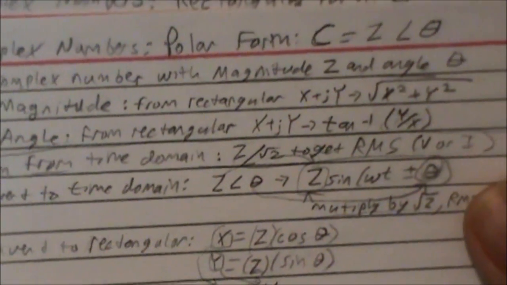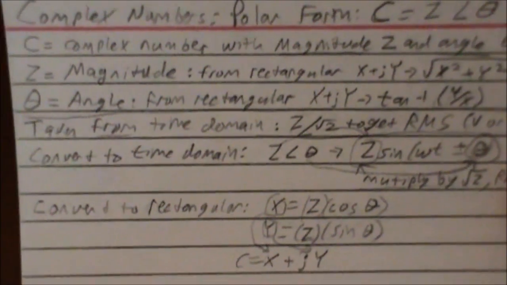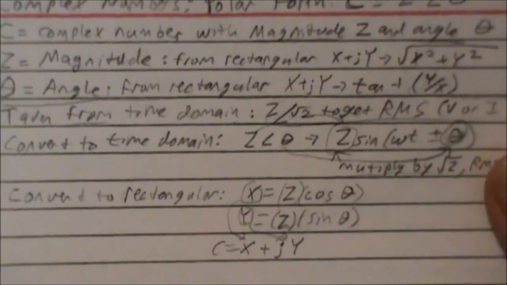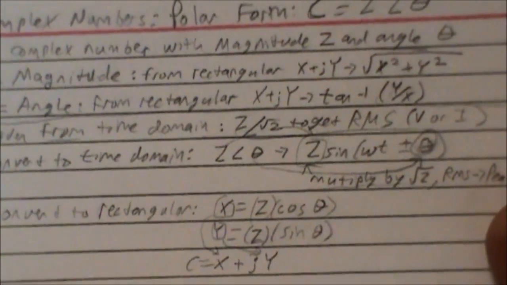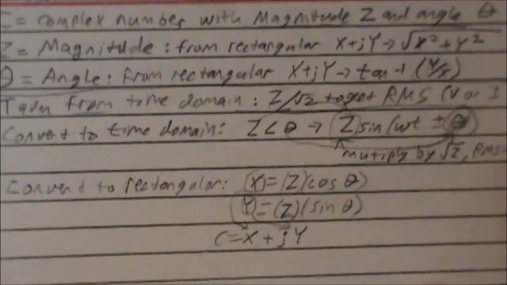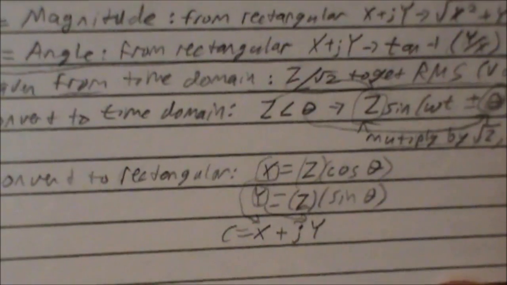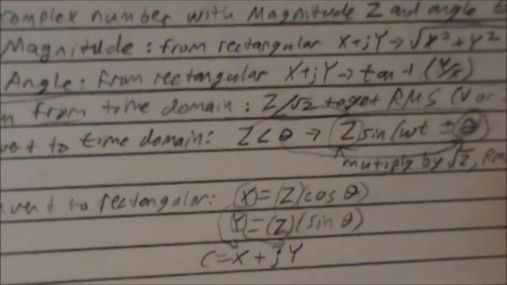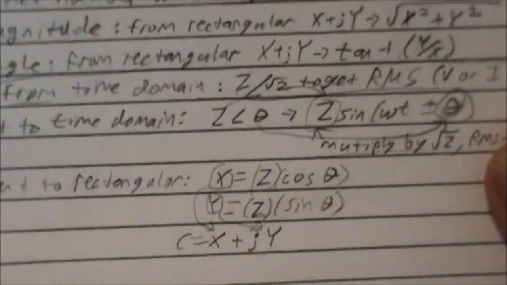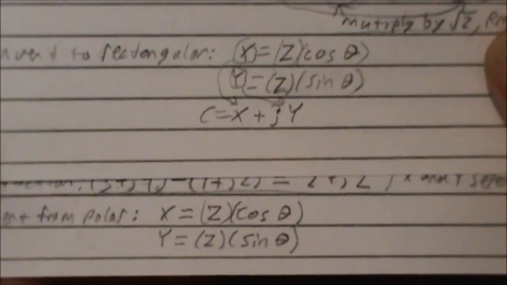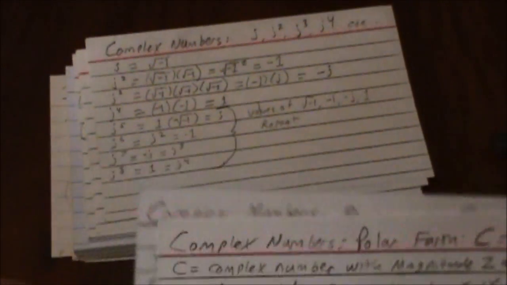Then taken from the time domain, z over square root of 2 to get the RMS, and then revert back to time domain, z at an angle of theta. You go back to that sine omega t plus or minus theta by square root of 2. Then convert to rectangular. You get back to your x, c equals x plus jy, by taking z, your magnitude, times the cosine of theta, and y equals z times the sine of theta, and that's where I came up with this on this other card, which is basically the same thing. So, complex numbers.